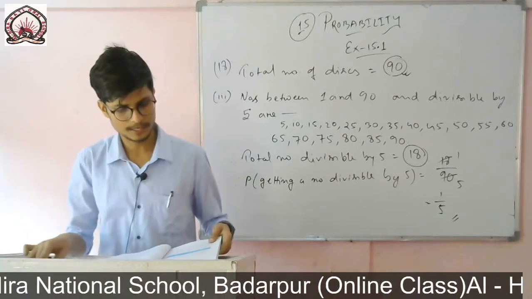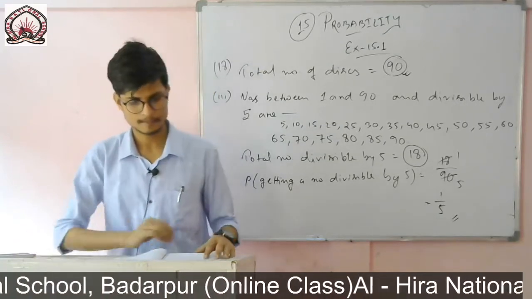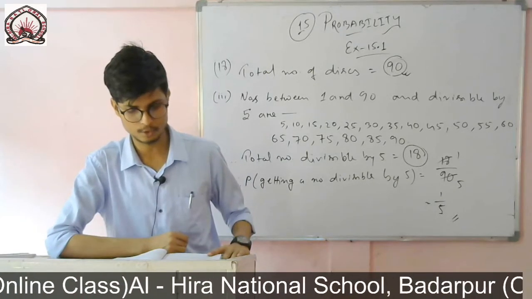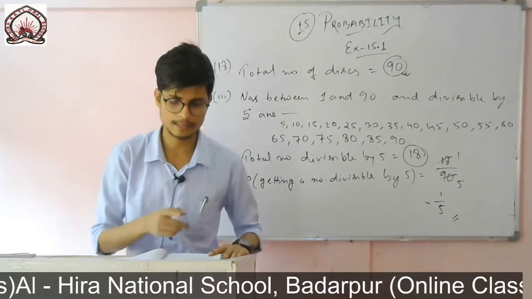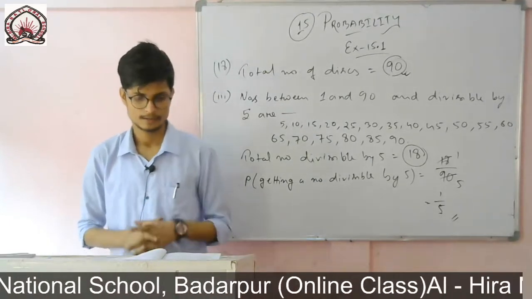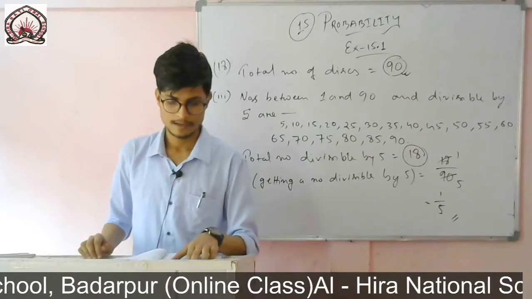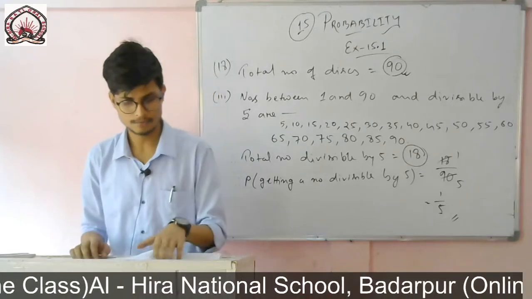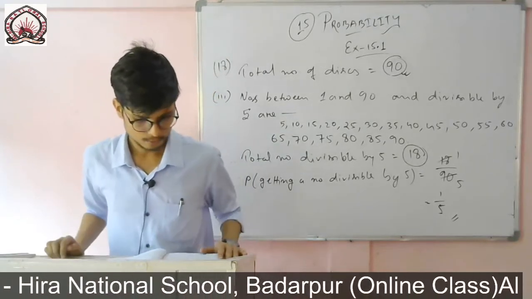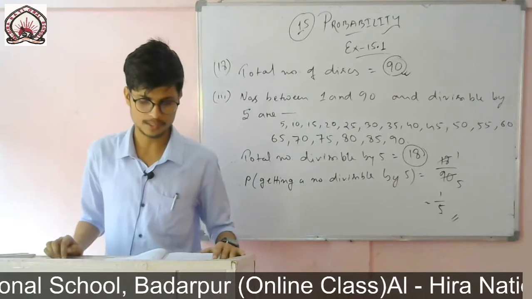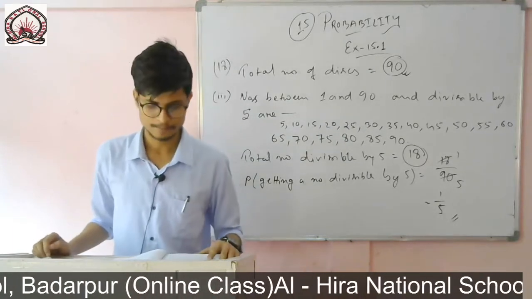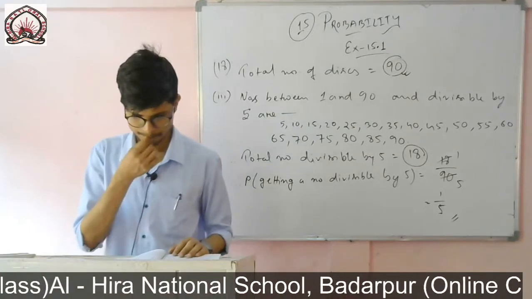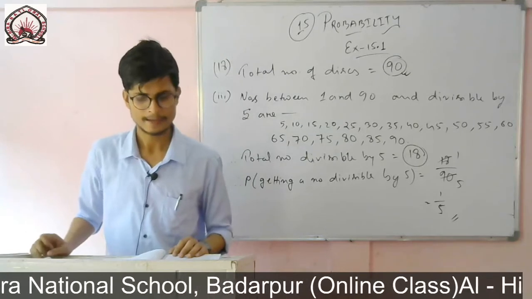So now question number 19, turn to page 310. A child has a die whose 6 faces show the letters as given below. So there are letters on the 6 faces of a die: A, B, C, D, E, and again A. So on the 6 faces, 5 different letters are there, and A is there 2 times. The question is, if the die is thrown once, what is the probability of getting A and D?